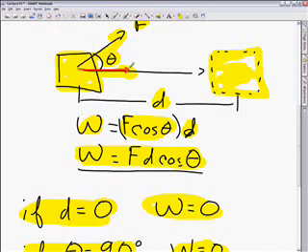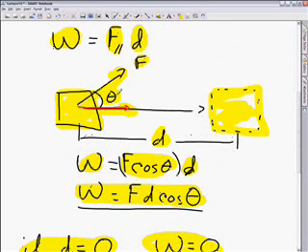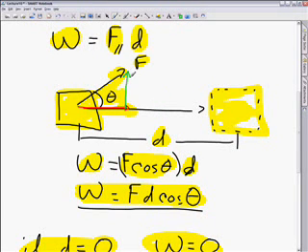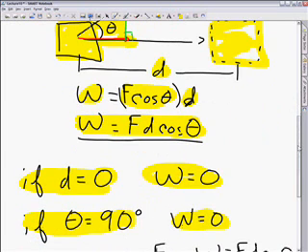Now you can look up here, even in our first example, we have a component of the force in the other direction. We have a component of the force in this direction, right? The component of the force in this direction is perpendicular to our direction d, or our displacement direction. So that part of the force does 0 work. Okay? Those are the cases where theta equals 90 degrees.